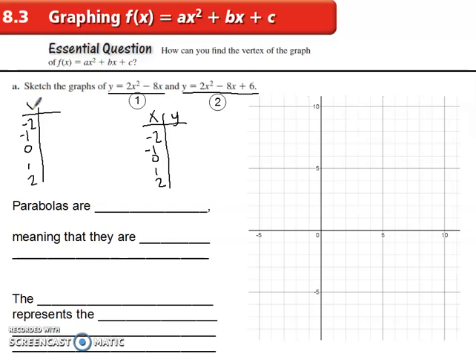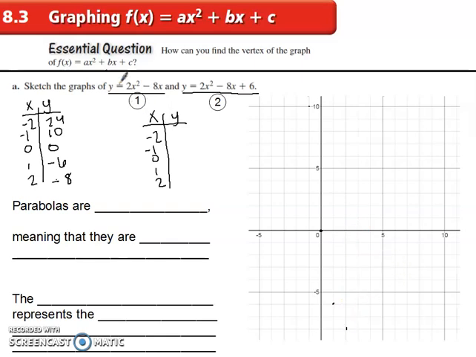If you did decide to create a table or complete the table that I have started, when I plug in a 0, I'm going to get 0. When I plug in a -1, I'm going to get 10. When I plug in a -2, I get a positive 24. When I plug in a +1, I get -6. And when I plug in a +2, I get -8. So plotting these points, (-2, 24) is way off my graph, (-1, 10) is here, (0, 0) is at the origin, (1, -6), and (2, -8).